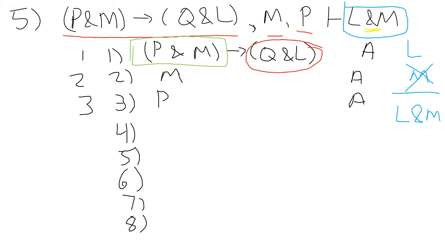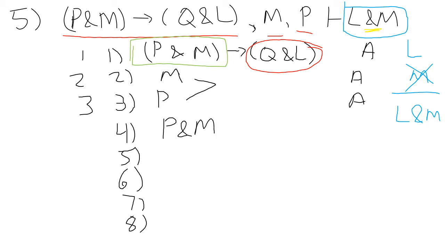I need the antecedent. Do I have P and M anywhere together? I don't, so I'm going to have to make it. So how do I make it? Well, I just need both the conjuncts. I need both sides, which I have right here. So I need to put them together, P and M, like that.